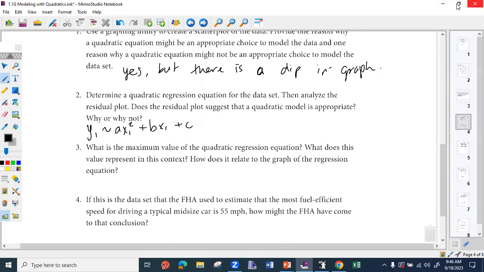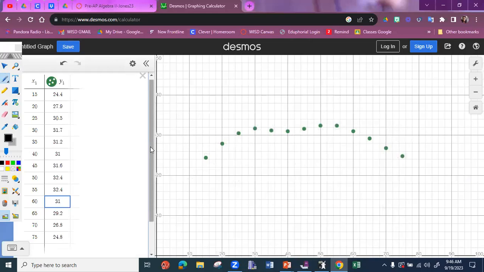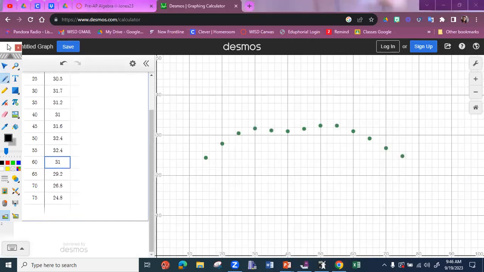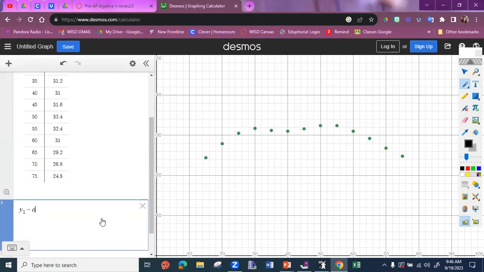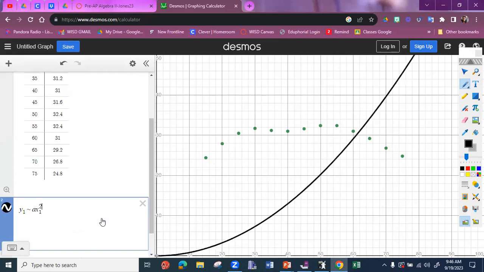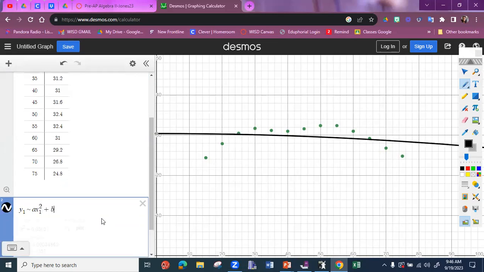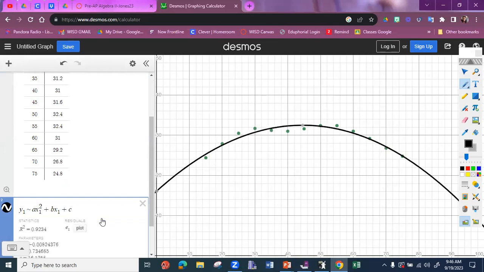So now I'm going to go to Desmos and I'm going to type in my regression model. So come over here and I'm typing y1 squiggle ax1. I'm going to press shift 6 to get the square, plus bx1 plus c. Only the x is squared, only the ax squared term is squared. Okay. Was that terrible?